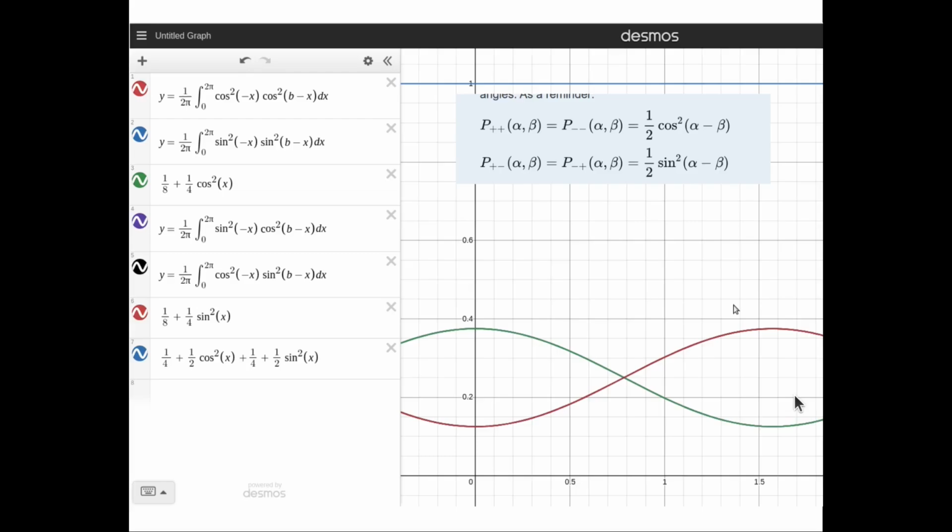To complete the picture, we can go easily to Desmos and make a few adjustments. We integrate over the circle from 0 to 2 pi, average over the circle, 1 over 2 pi, and then we see cosine squared times cosine squared is the same as sine squared, which is 1/8 plus 1/4 cosine squared x, the green line. So we can look at this as plus plus minus minus, and this is minus plus plus minus. These three are the red line. When you add them all together, you get the blue line of 1, meaning we've covered all possibilities.